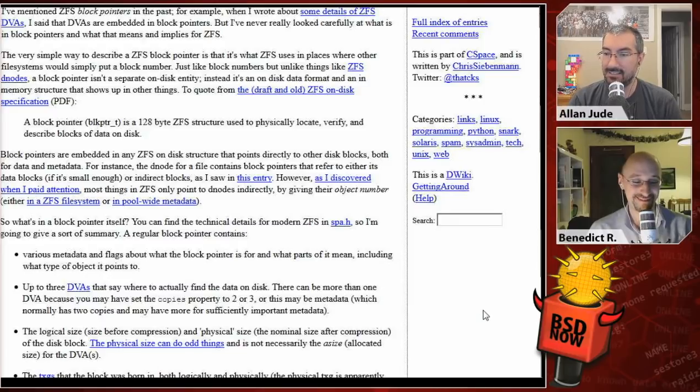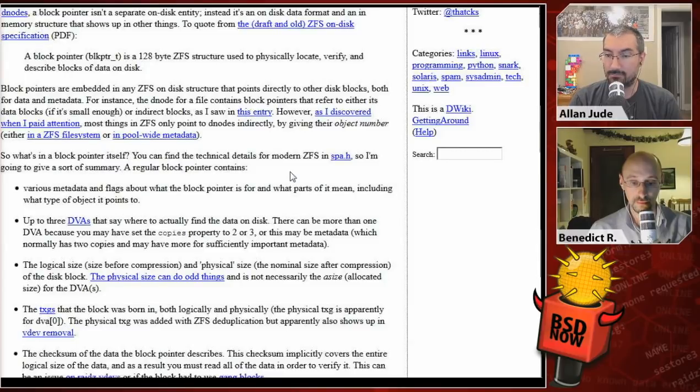Yeah. Just like block numbers, but unlike things like, say, a ZFS dnode, which is actually the thing slightly more equivalent to an inode, a block pointer isn't a separate on-disk entity. Instead, it's an on-disk data format and an in-memory structure that shows up in a bunch of other places in ZFS. So to quote from a draft of the old ZFS on-disk specification, a block pointer, or blkptr_t, is a 128-byte ZFS structure used to physically locate, verify, and describe blocks of data on disk. Block pointers are embedded in any ZFS on-disk data structure that points directly to another disk block, both for data and metadata. For instance, the dnode for a file contains block pointers that refer to its data blocks.